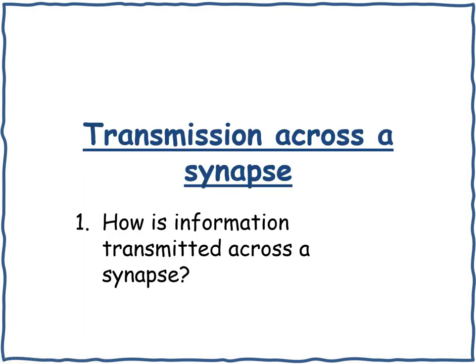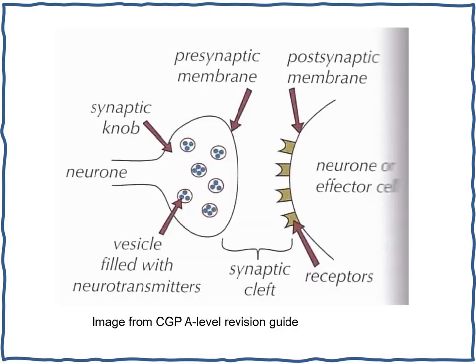Transmission across a synapse. How is information transmitted across a synapse? Just a bit of a recap of the structure of a synapse. You've got the synaptic knob. This is the presynaptic membrane. You've got vesicles with neurotransmitters. There's a synaptic cleft. There are receptors on the postsynaptic membrane, and this will be either another neuron or an effector muscle or gland.